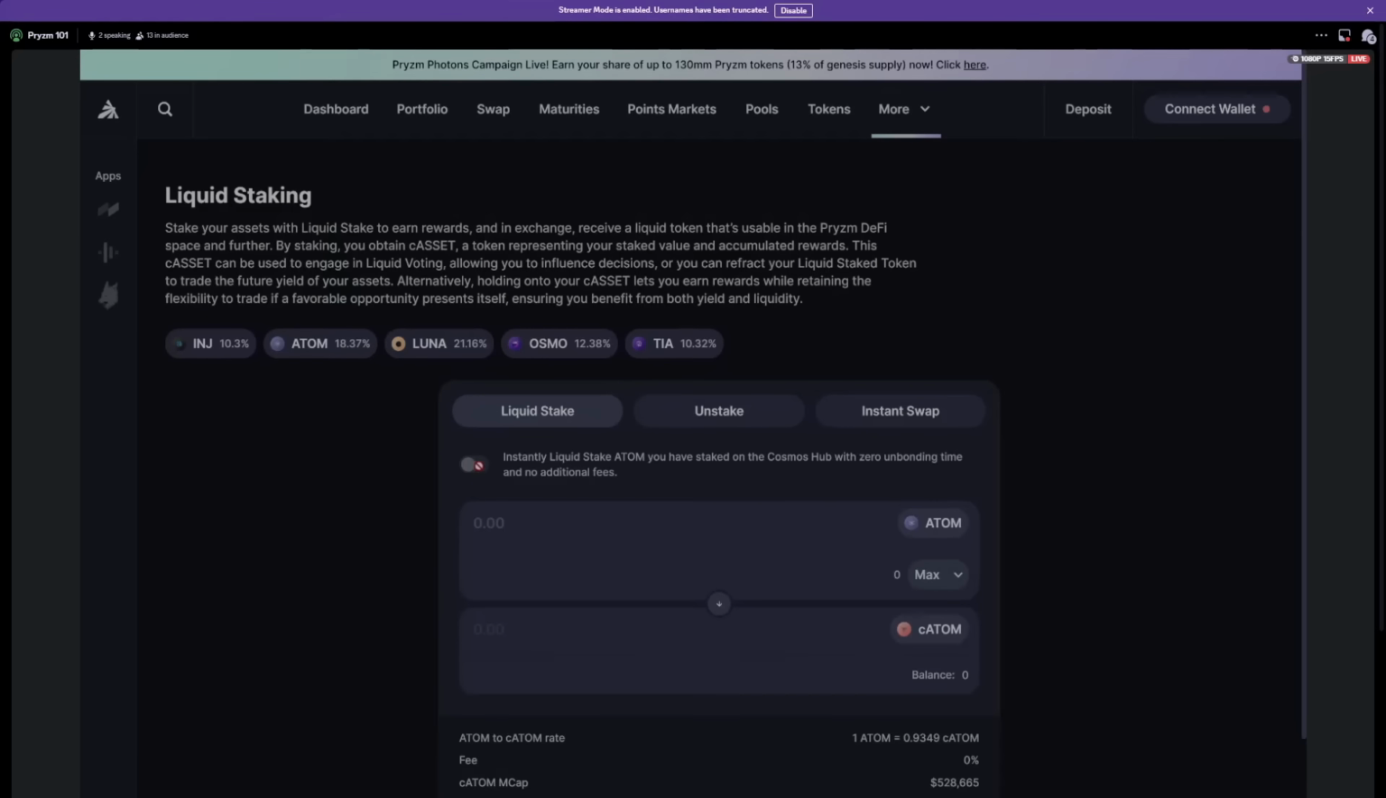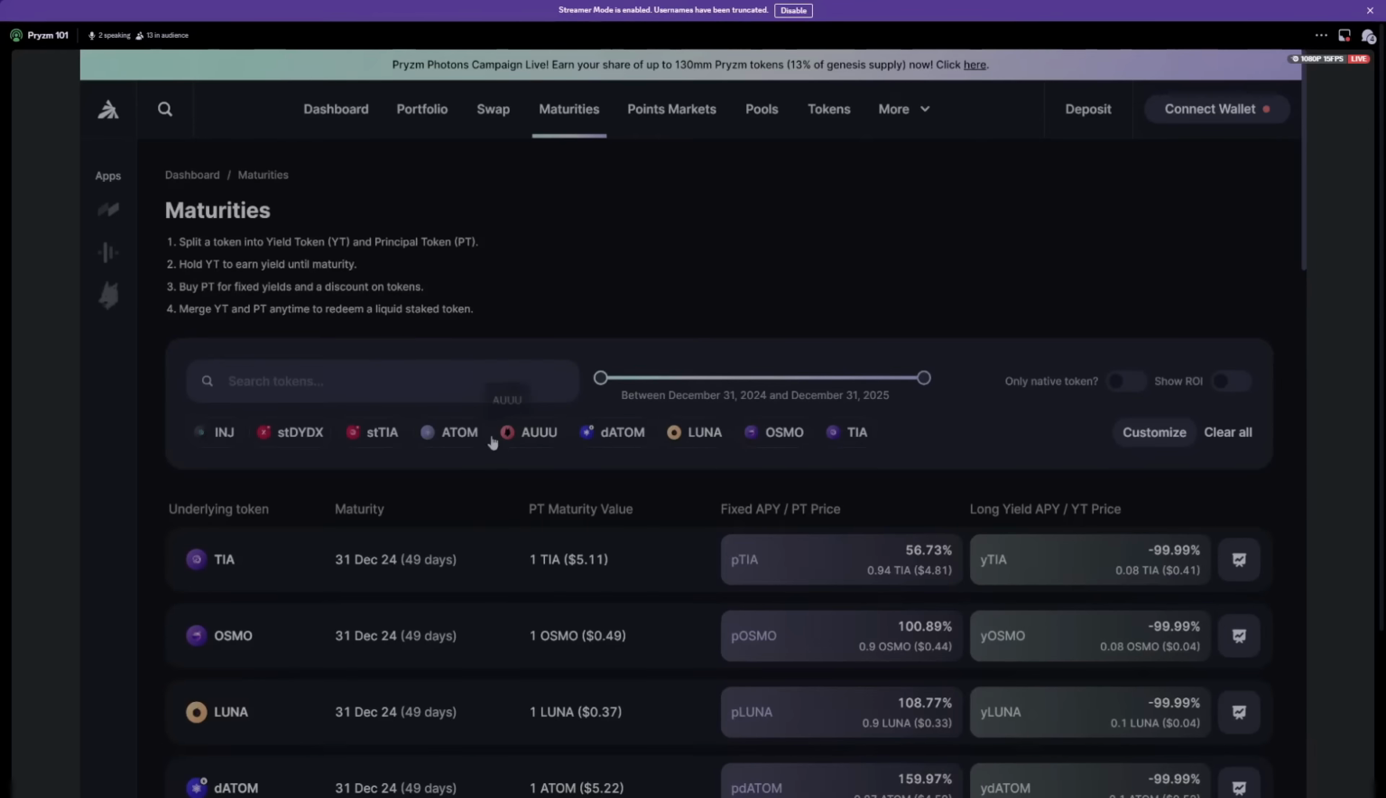And then you click here and you go instantly liquid stake Atom that you have on the Cosmos Hub with 0 unbonding time and no additional fees. So that is one of the cool things that you can do with Atom. So you can instantly move that over and it gives you C atom. And then once you have C atom, you can do everything on Pryzm.